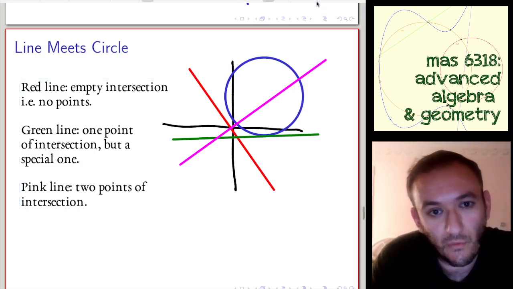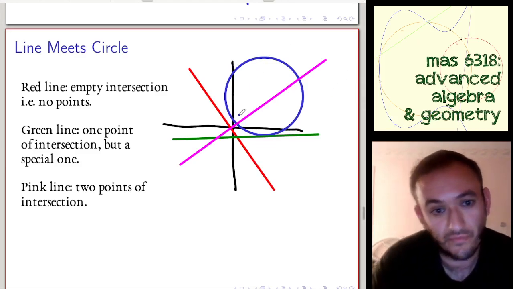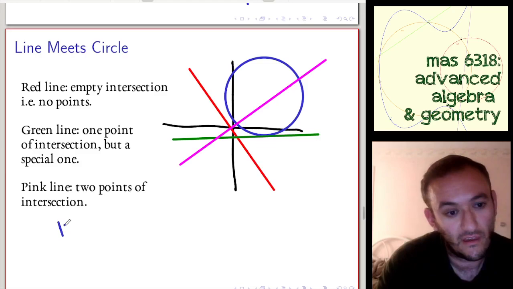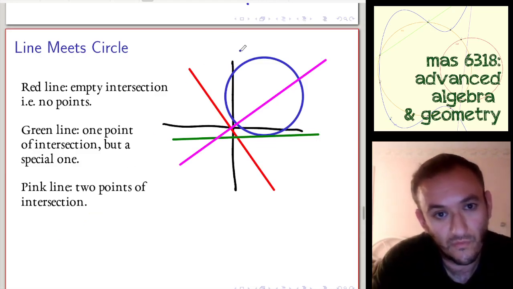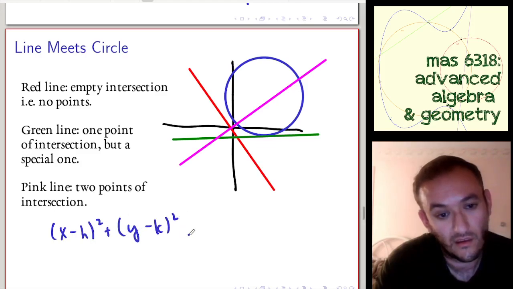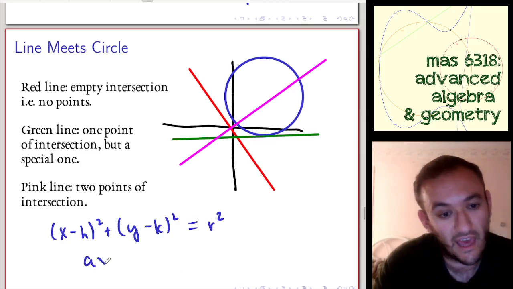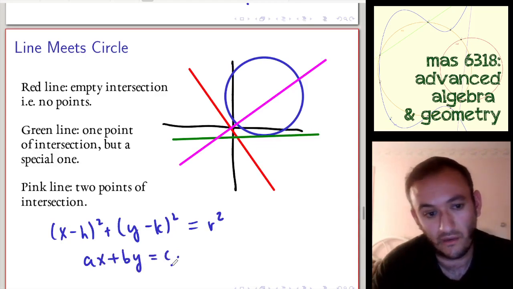Now, why would this be? Well, let's think about what's happening in terms of the algebra. We have x minus h squared plus y minus k squared equals r squared, and then we have the equation for the line, ax plus by equals c.